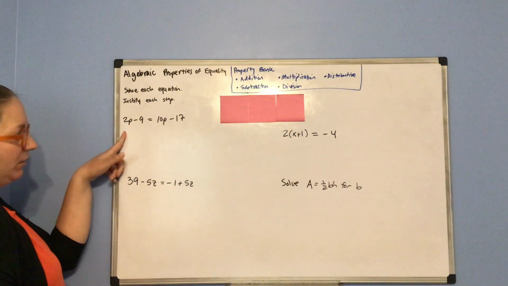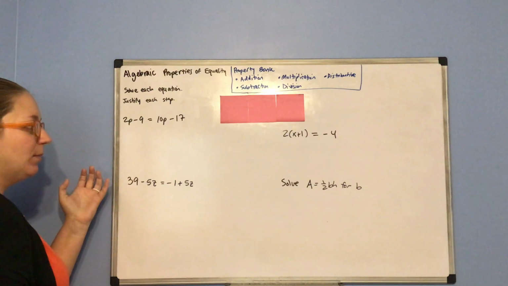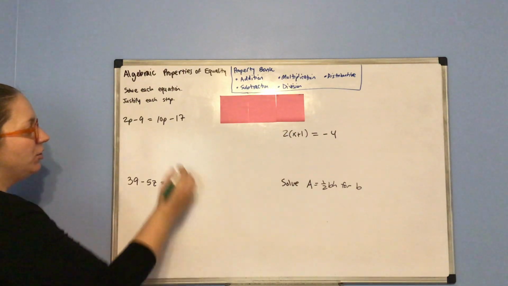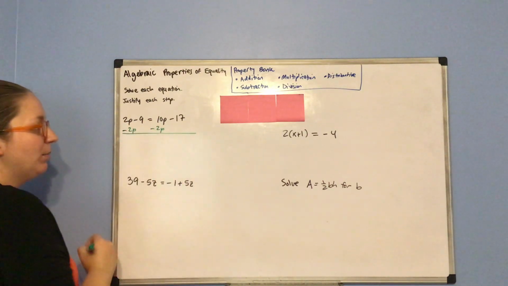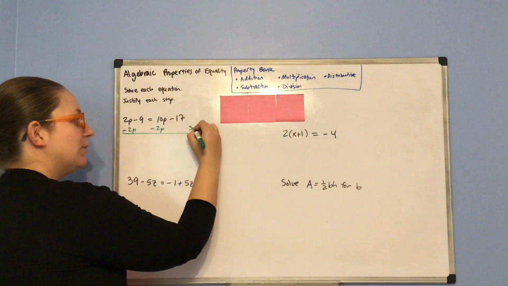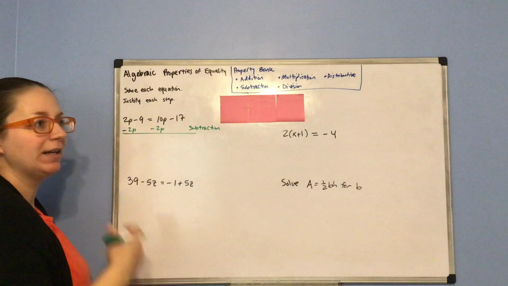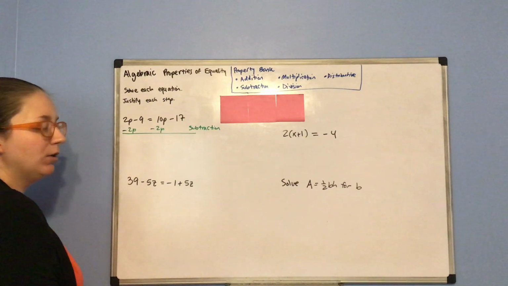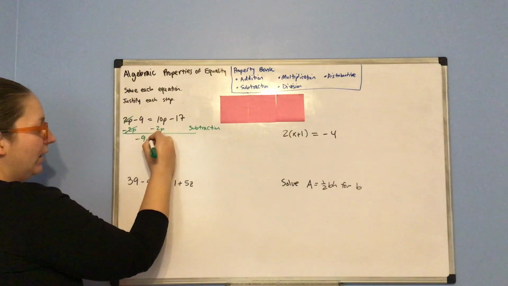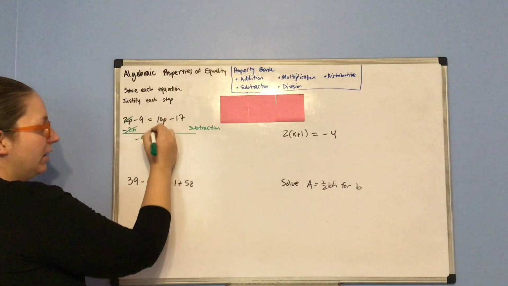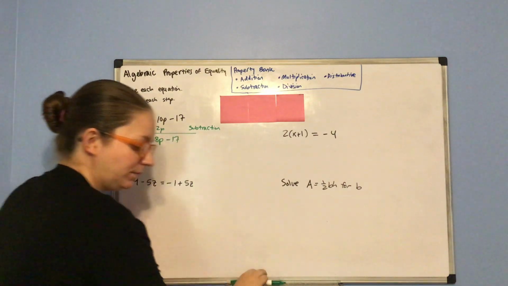So looking at this first one, we know we need to get the p terms on the same side of the equal sign. There's a couple of different ways you can do that. I'm going to choose to subtract 2p from both sides. So then the property I'm using there is the subtraction property of equality. I'm just going to write subtraction, but technically the full name is subtraction property of equality. When I do that, 2p's cancel. I get negative 9 equals 10 minus 2p is 8p minus 17.